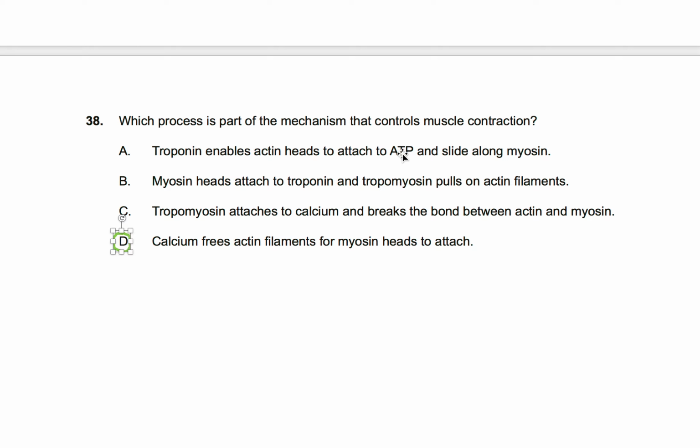Now, last one, C. Tropomyosin attached to calcium. Nope, troponin attaches to calcium. That's why this one is incorrect as well. So this is really a tough question, because this is really about the specific mechanism. This is what is typically the hardest to understand.